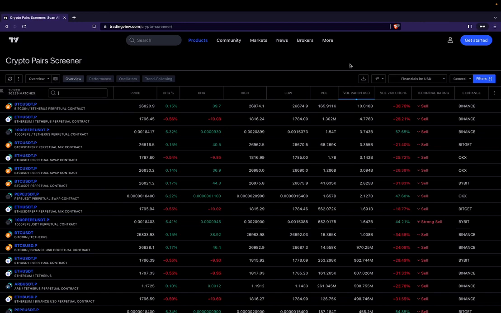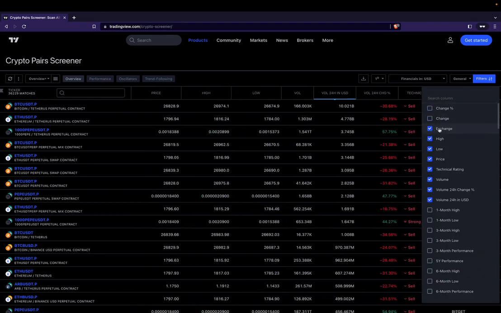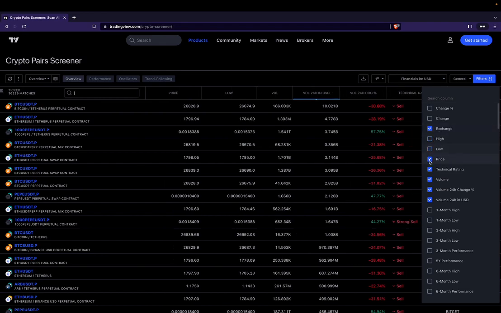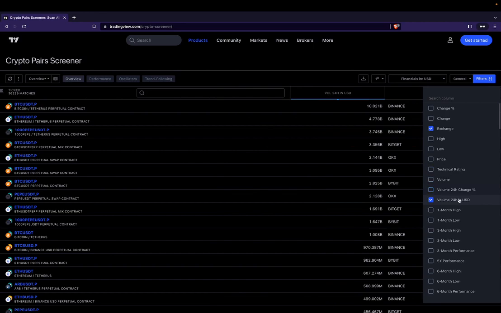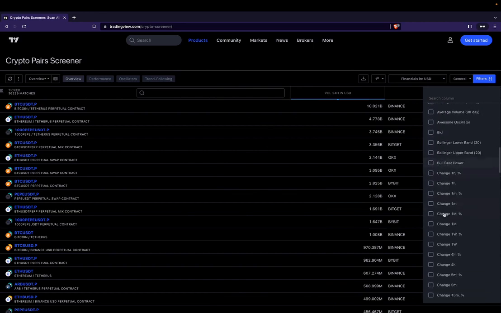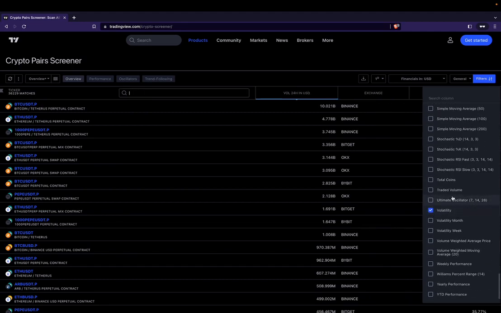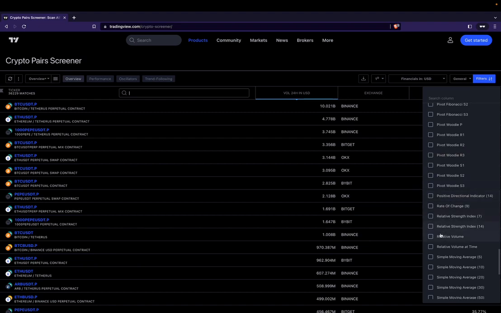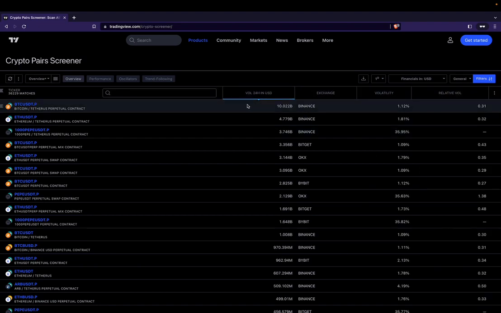First thing, I go over to the three dots on the right hand side, column setup, and remove everything except exchange. We want to keep that. We want to keep volume 24-hour in USD, and we want to add two things. You should remember what they are: volatility and relative volume. There we have it. Now you can customize this to however you want.